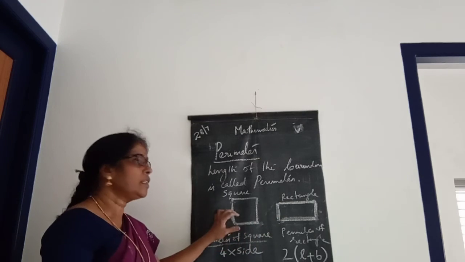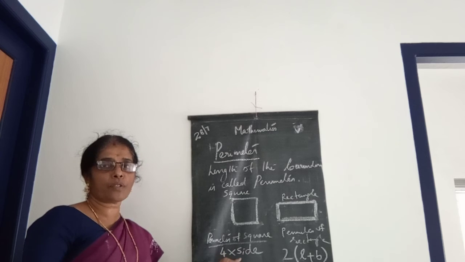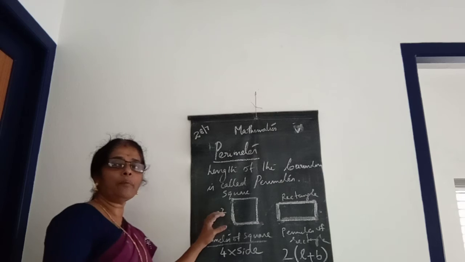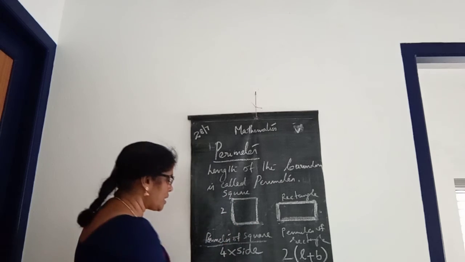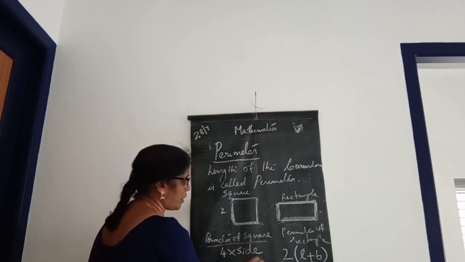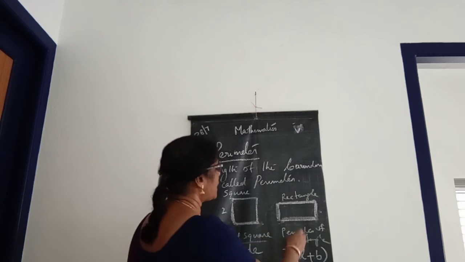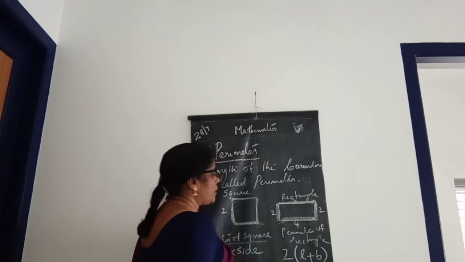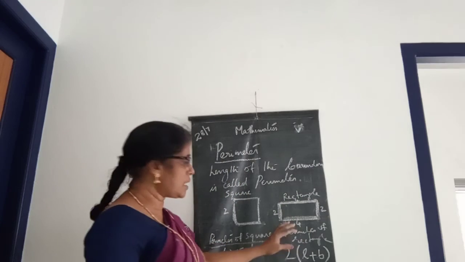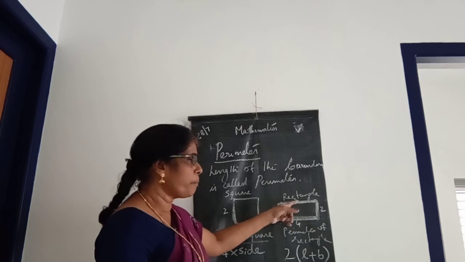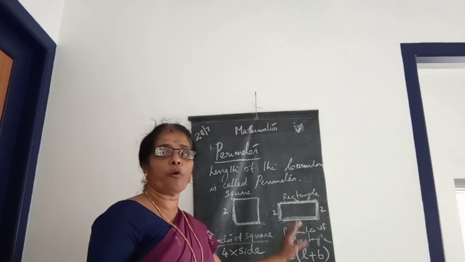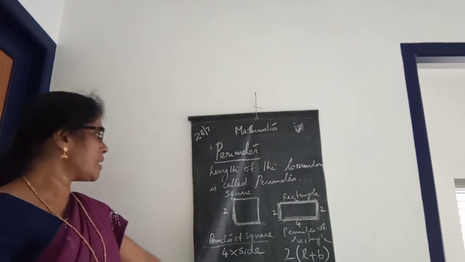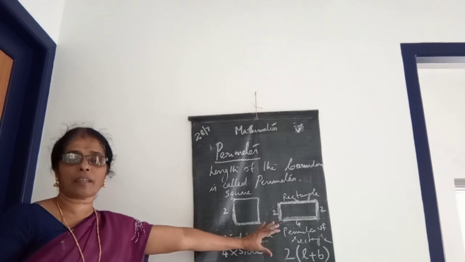The perimeter of a square: 4 sides are equal, so 4 into side. If this side is 2 centimeter, then all 4 sides are 2, that is 4 into 2, which is 8 centimeter. Okay. And here, if this side is 4, and here also 4, and this one 2, this one 2, then 2 into (L plus B) means 2 into (4 plus 2). 4 plus 2 is 6. 2 into 6 is 12.